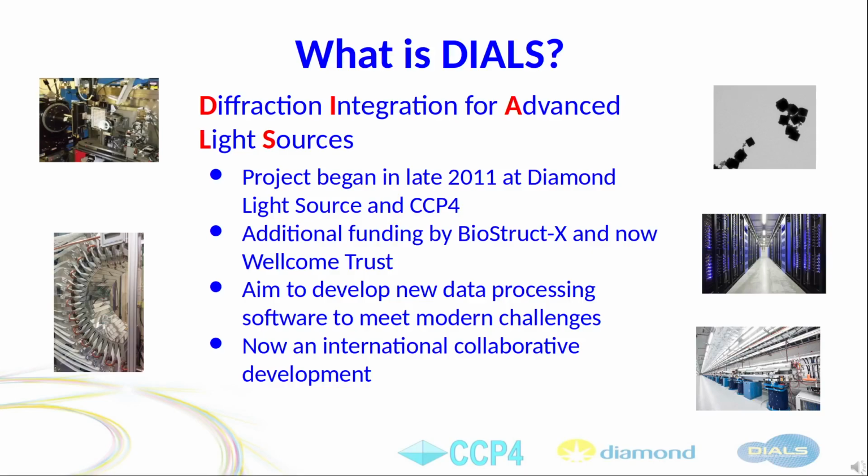The project started more than 10 years ago and it was funded by BioStruct-X and now Wellcome Trust. It aims to process data for modern diffraction experiments, which have a lot of images, and uses, for example, parallelization with modern computers. It's open source software, which means you can see the code, you can contribute, you can study the code, and it's supposed to encourage collaboration between several institutions.